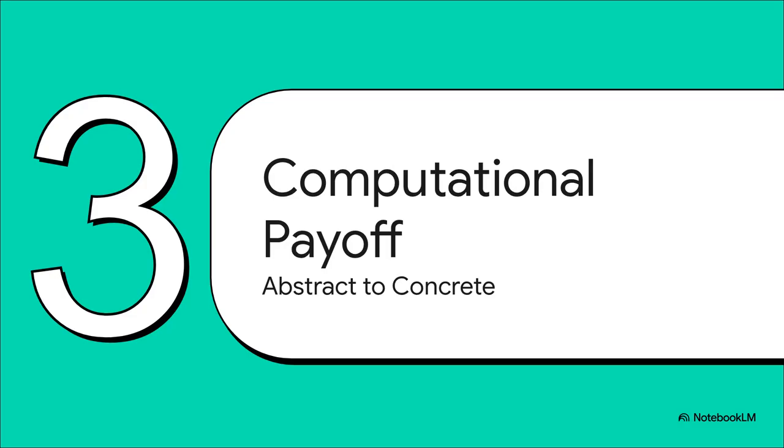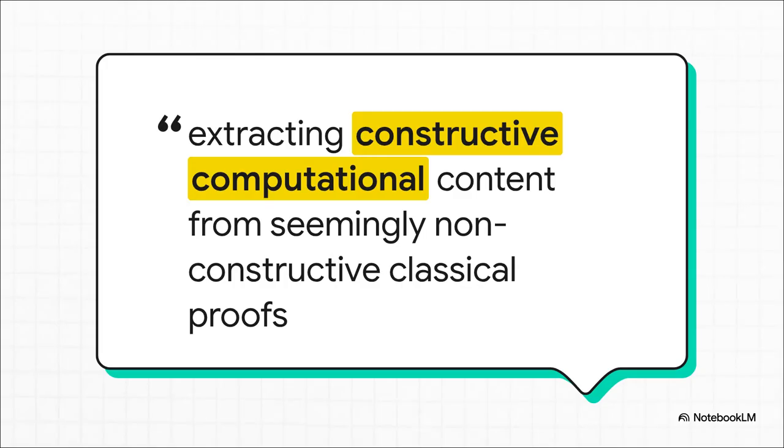Okay, so this is all really fascinating stuff for logicians, but why should you and I care? Well, this is where the story takes a really practical and very modern turn. This isn't just about abstract proofs anymore. It's about computation. The real power of this whole thing is captured perfectly by our source material. It allows for extracting constructive computational content from seemingly non-constructive classical proofs. Just let that sink in for a second. We are pulling real, usable computational information out of what seemed like purely abstract ideas.